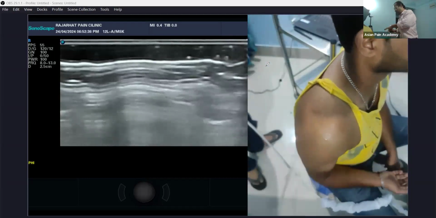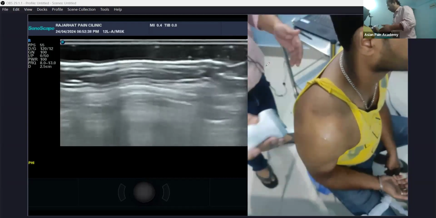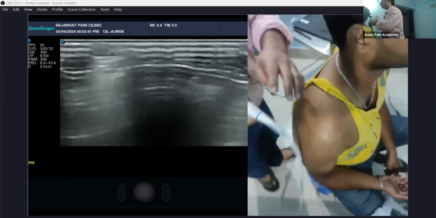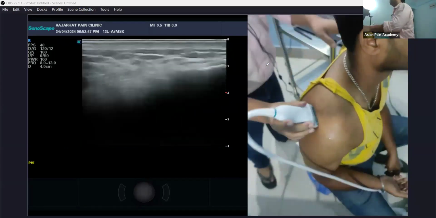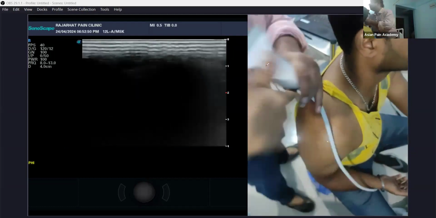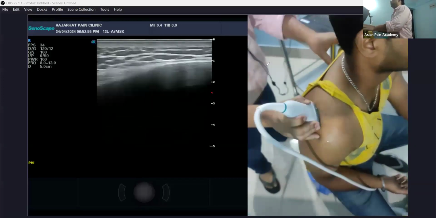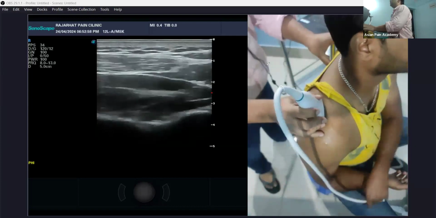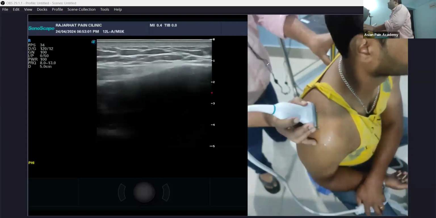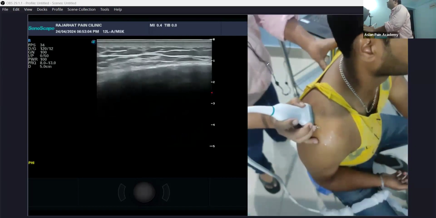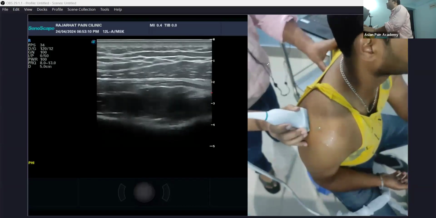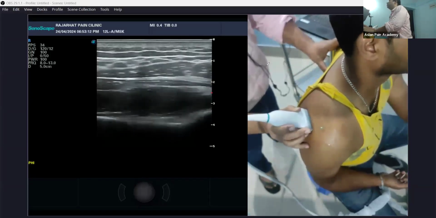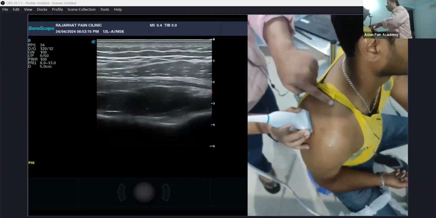Okay, so here also you can see the infraspinatus tendon in a nice way. Here we have to increase the depth a bit, more actually. So see, this is the supraspinatus area. This is the spine of the scapula. So you can see only bone and nothing else. Now I am coming below the spine of the scapula.